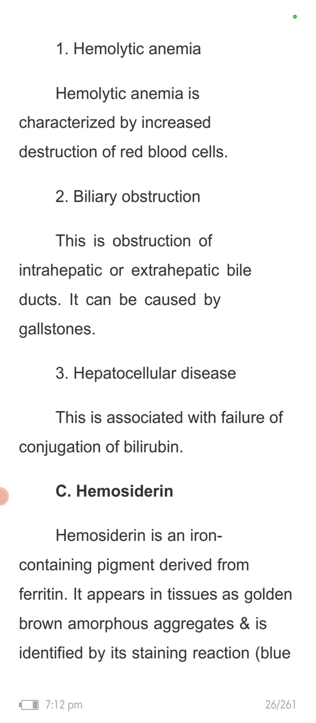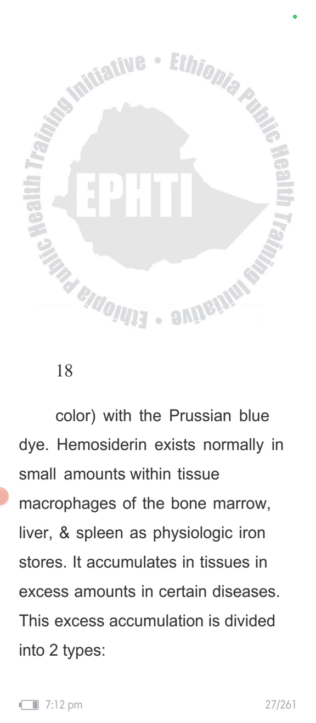Hemosiderin. This is an iron-containing pigment derived from ferritin. It appears in tissues as golden brown amorphous aggregates and is identified by its staining reaction, blue color, with the Prussian blue dye. Hemosiderin exists normally in a small amount within the tissue macrophage of the bone marrow, liver and spleen as a physiologic iron store. It accumulates in tissues in excess amount in certain diseases.